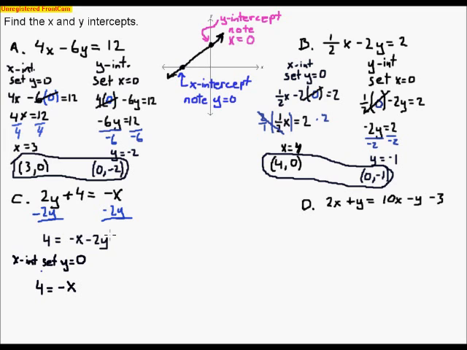Well, it's gone. It cancels out. I cross that out because I'm setting it equal to 0. That's gone now, so all I'm left with is negative x equals 4.